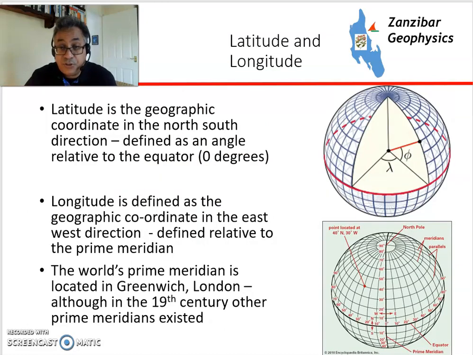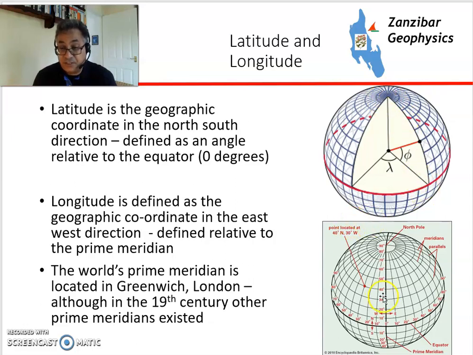Latitude and longitude, if you remember from school: latitude is a geographic coordinate in the north-south direction, which is defined as an angle relative to the equator in degrees. So for example, the equator is 0, the North Pole is plus 90, and everything in between.